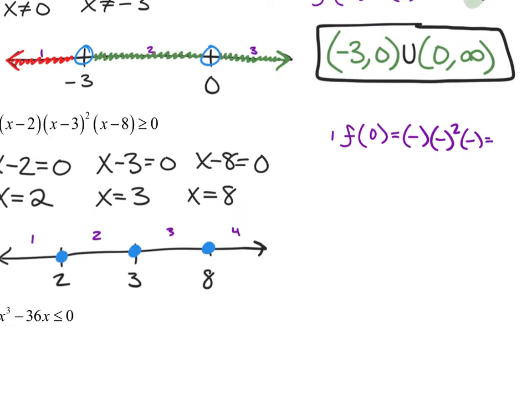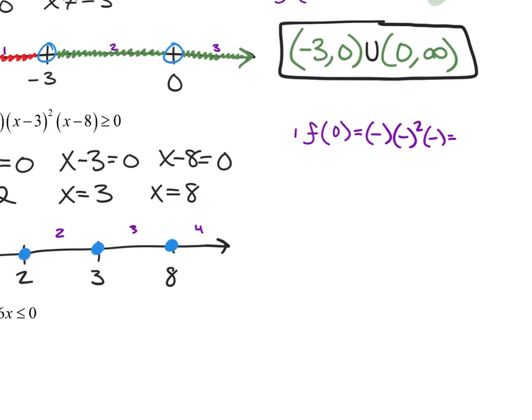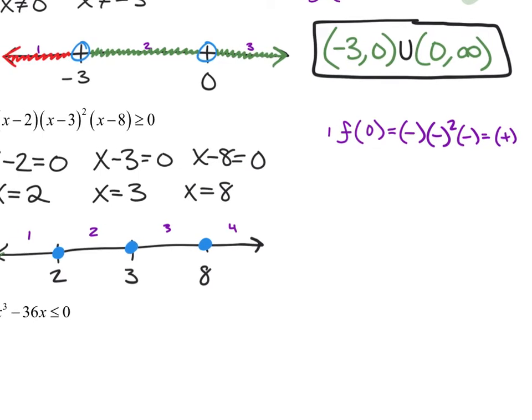Can we keep track of all of that? It ends up being positive. Negative squared is positive, so you have negative times negative, which is positive. So that subinterval would be green because it's positive. What's a number in the second subinterval I could use?